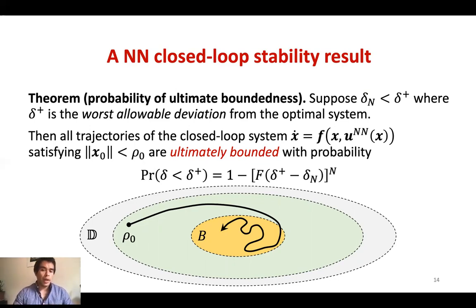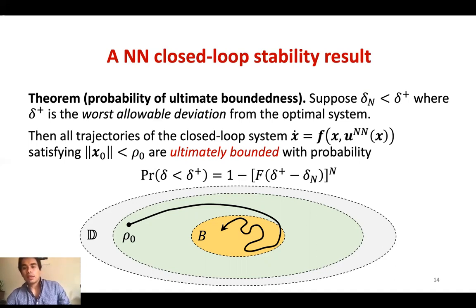And to remind you what ultimate boundedness means, that means if I start in that green circle, I'm going to converge exponentially to the yellow circle. And then once I get there, I'm going to stay inside. There's no guarantee I'll get to the origin or anything like that. Maybe I'll go to some other equilibrium, or I'll go to some orbit, or bounce around chaotically.